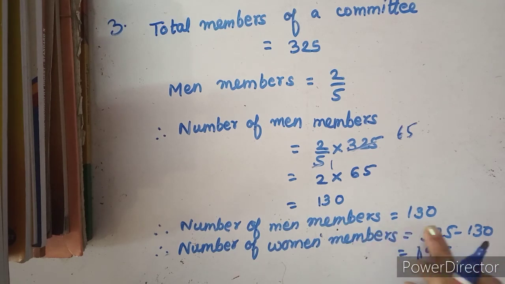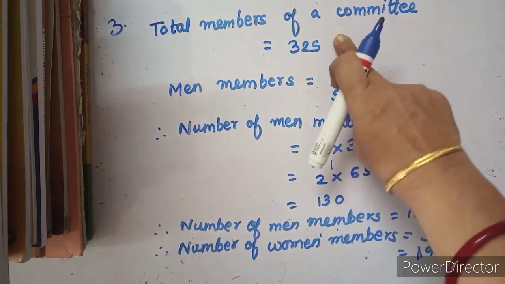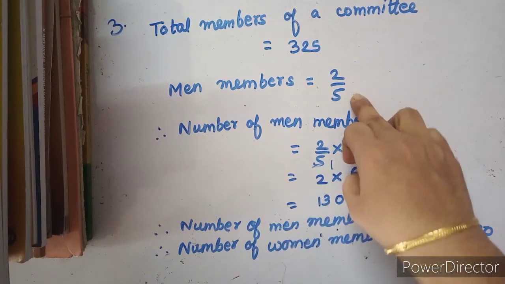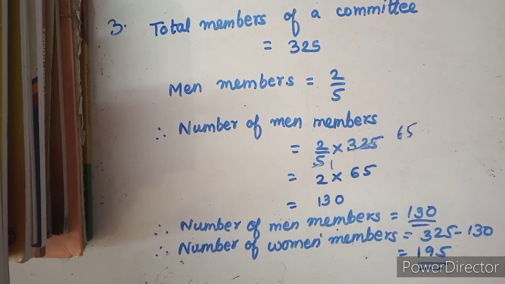So men members is equal to 130 and number of women members will be total number minus number of men. So it will give you 195. So you got both the figures, that is number of men members and number of women members. So this is your answer. Okay, so see how I have done with the fractional part. Okay, so this is how you need to do the word problems.